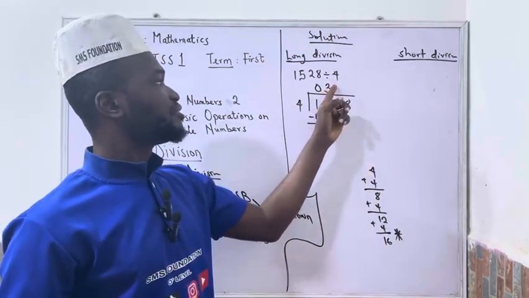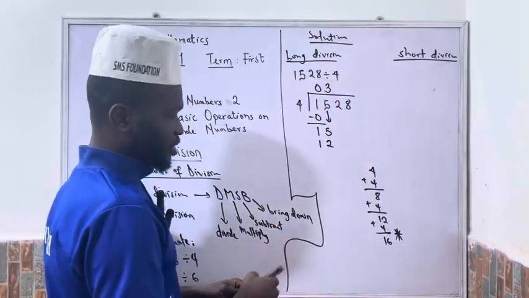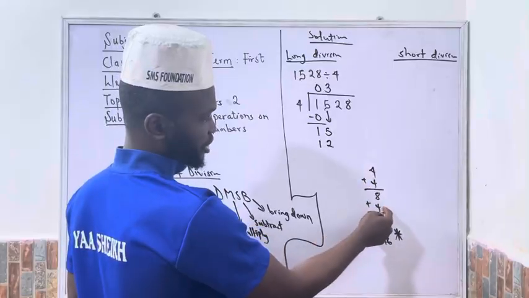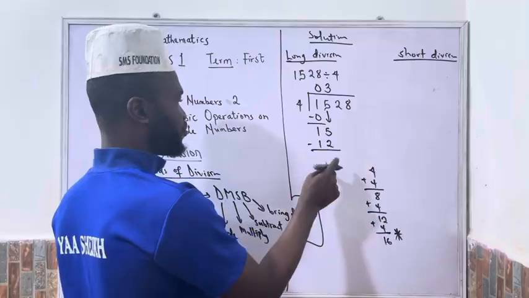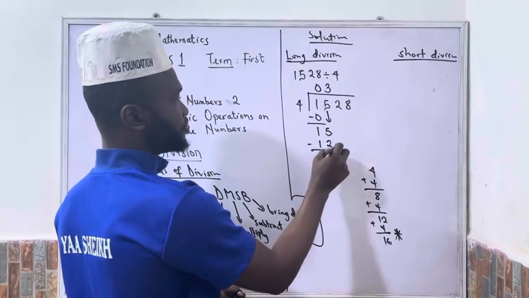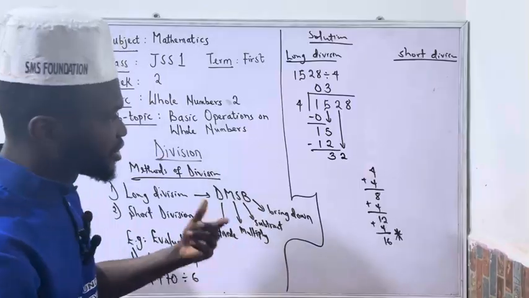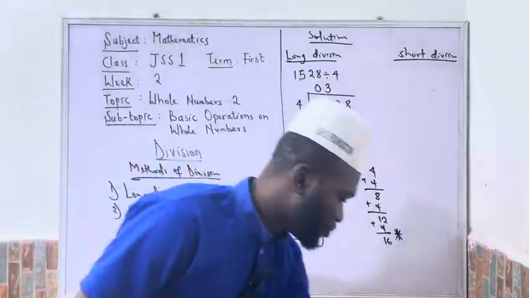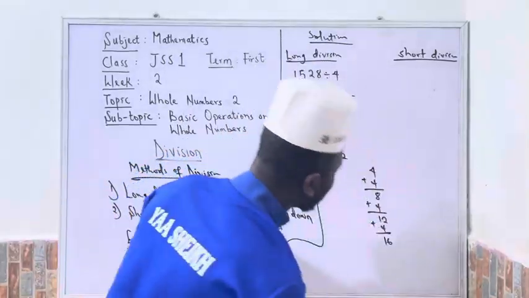So, we do 4 times 3. That will give me 12. Because 4 times 3, how many times? 1, 2, 3. That will lead me to 12. So let's subtract 15 minus 12. That will give me 3. Next, I'll bring down the 2. So we repeat the process again. So we are done with the process for the first time. Then we do the process again.